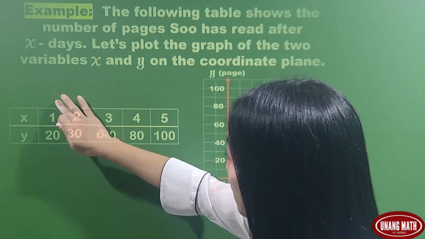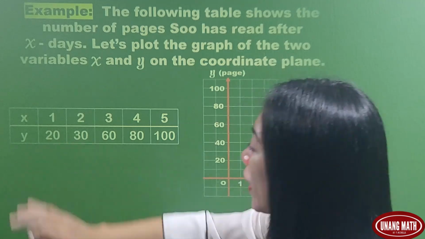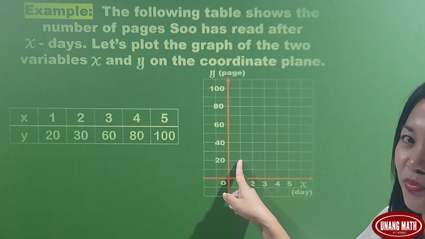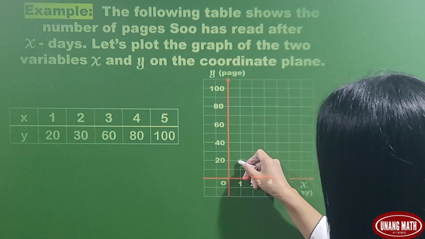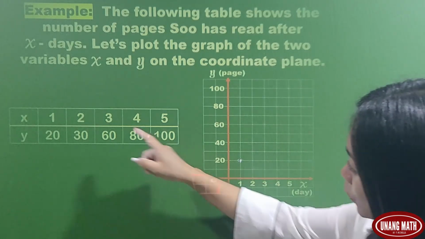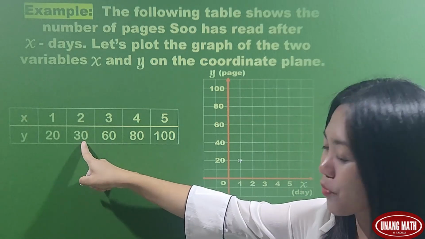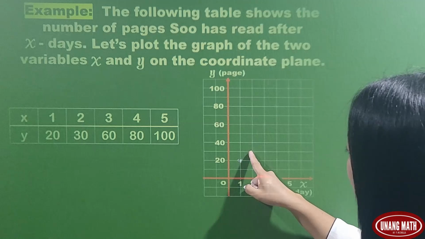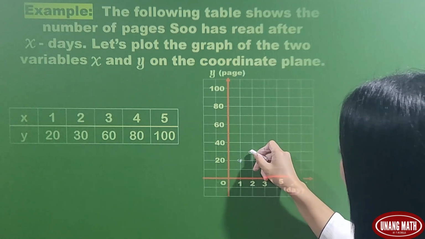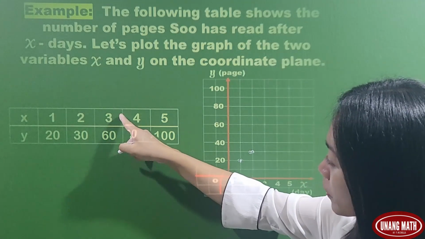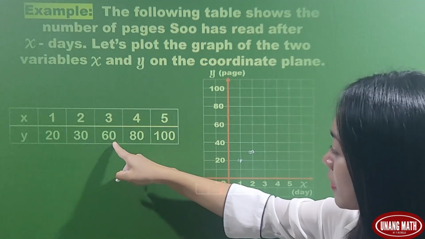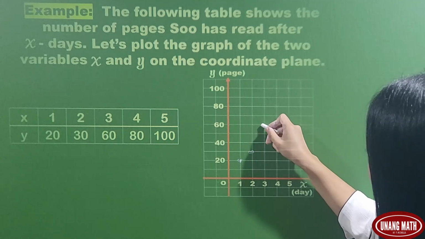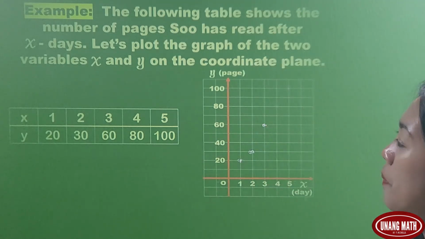Okay, the first ordered pair is 1 and 20. So in one day, Sue can read 20 pages. So this is the point. In 2 days, Sue can read 30 pages. So 2 is the x-coordinate and 30 is the y-coordinate. The third ordered pair: 3 days, 60 pages. So the x-coordinate is 3, the y-coordinate is 60. So this is the point.